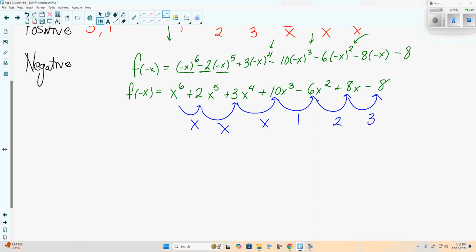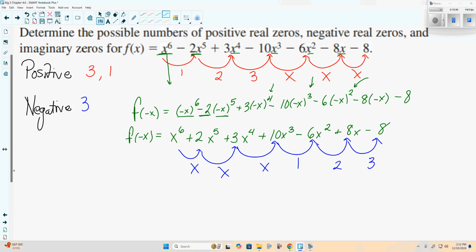So the number of negatives we have is 3, or an even number less than it. So we just subtract 2 till we can't anymore. So we could have 3 or 1. Questions on how we found the possible number of positives and negatives? We feel okay with that? I would also ask for the complex or imaginary, yes? Okay.